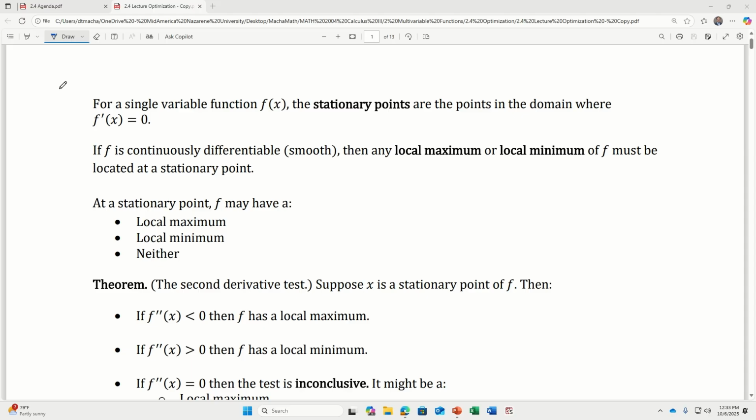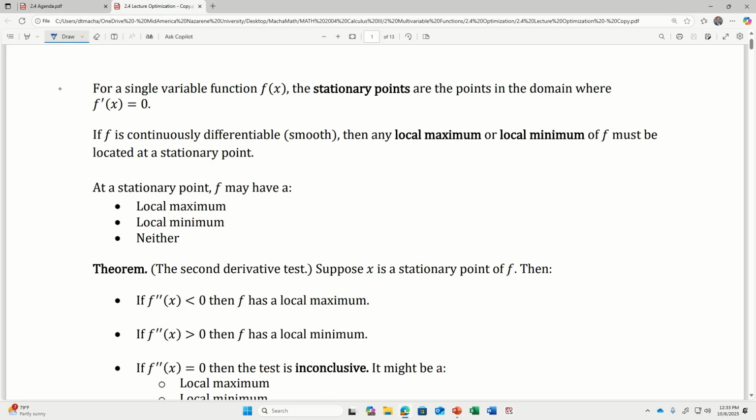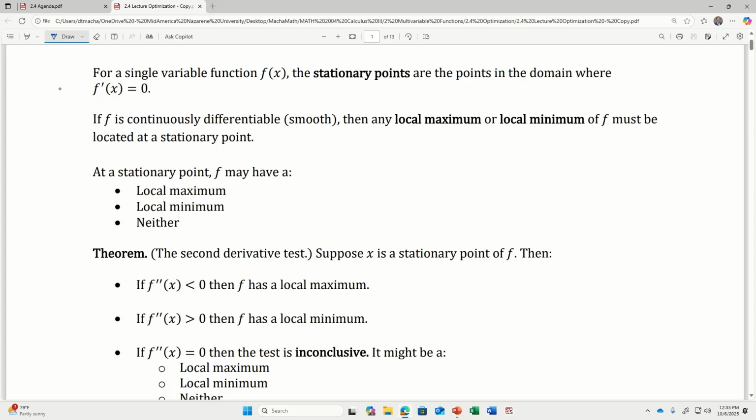And at one of these stationary points, f might have a local maximum, or it might have a local minimum, or maybe it's neither one. You can still have a stationary point but not have a maximum or a minimum. And the difference here is that for a local maximum, you've got a place where you're increasing and then stationary and then decreasing. So your derivative is positive, and then your derivative is 0, and then your derivative is negative.